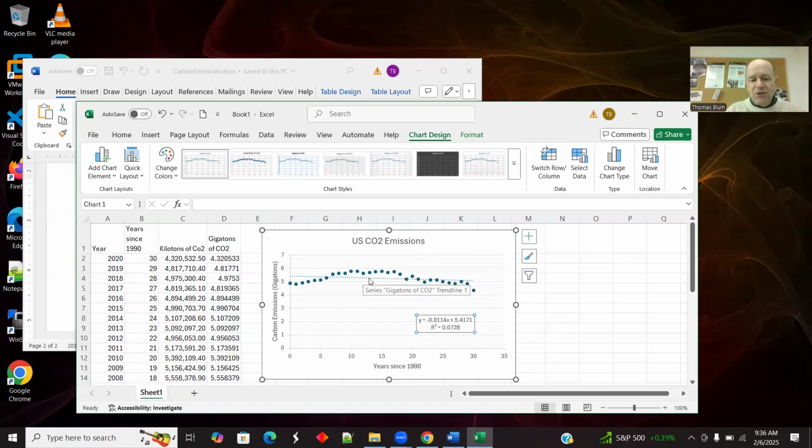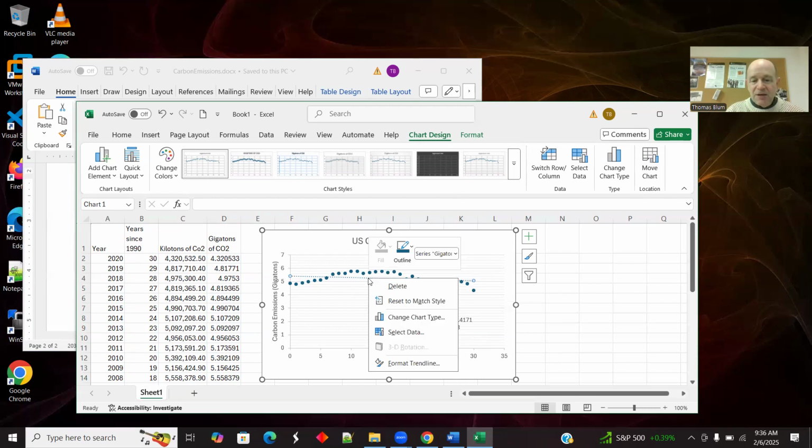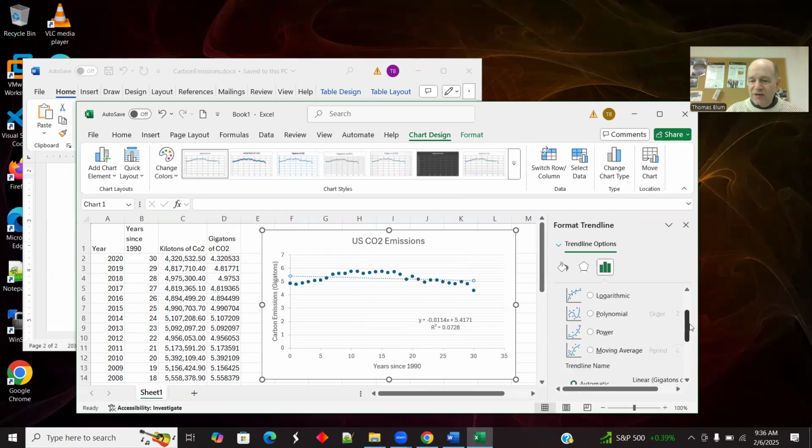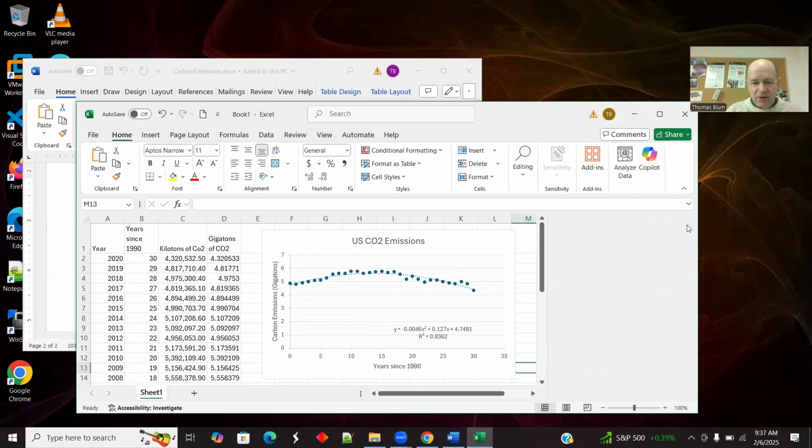Now, this is not a very good R squared here, and we can see it went up and then it's starting to come down. Hopefully that trend will continue. Let's format the trend line here, and we want this as an example of a quadratic. So let's go with polynomial. And now the R squared has jumped up to 0.83, so that's a much better fit. And that's what we wanted to show.